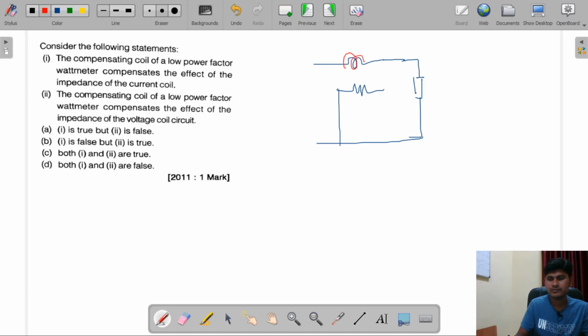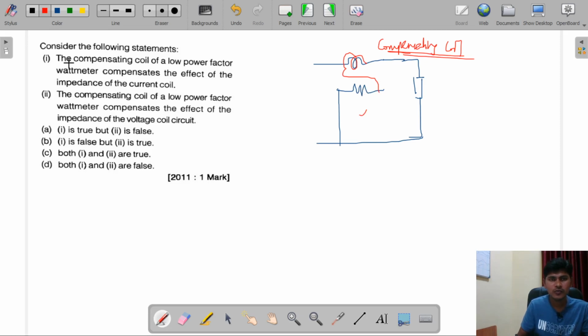Okay, it is like this, right? This is the compensating coil. Okay, compensating coil. This is used to eliminate the power loss in the pressure coil, right?